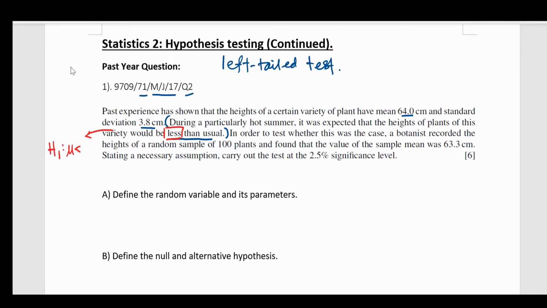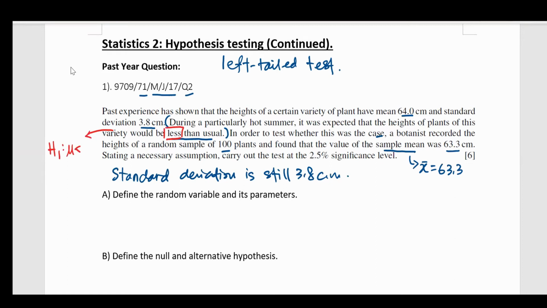Now, in order to test whether this was the case, a botanist recorded the height of a random sample of 100 plants and found that the value of the sample mean was 63.3. And this is the sample mean. Stating a necessary assumption, carry out the test at the 2.5% significance level. So the first thing we need to do is state the necessary assumption. The answer is, we assume that the standard deviation is still 3.8 cm. So this is the assumption made.